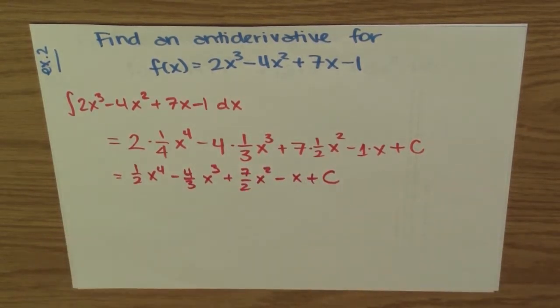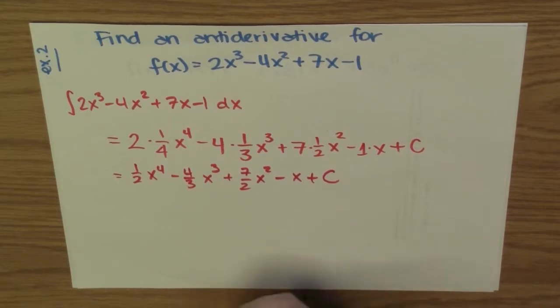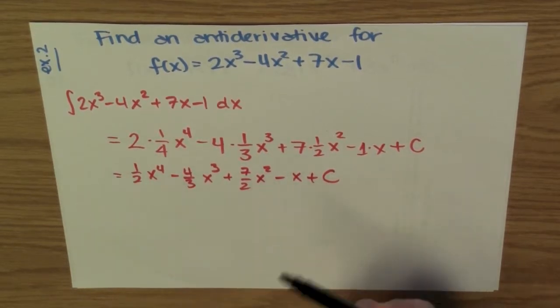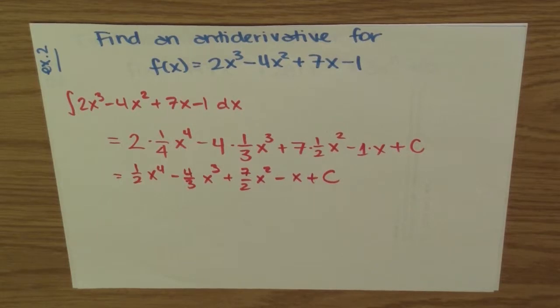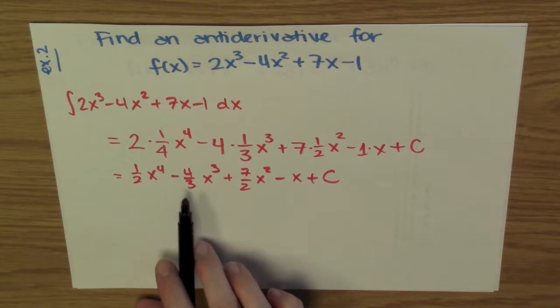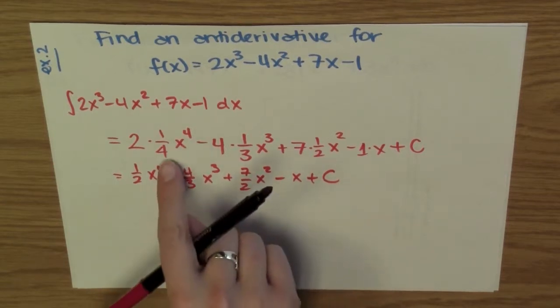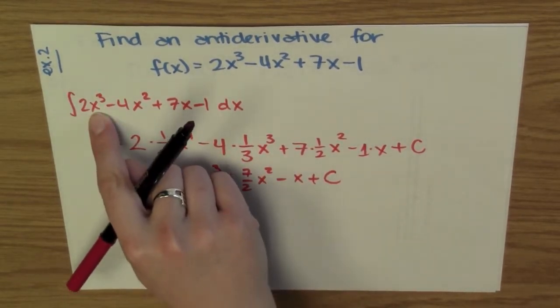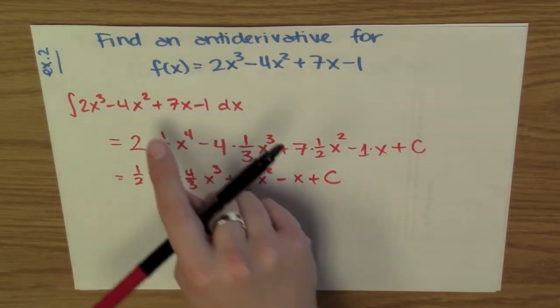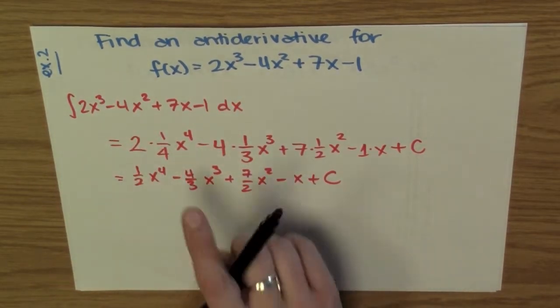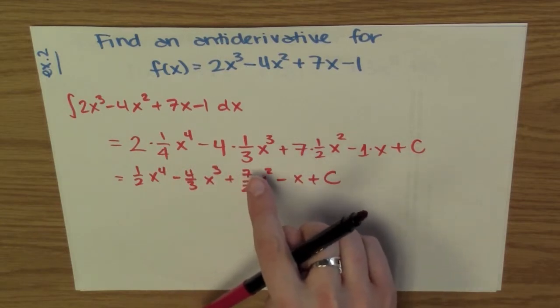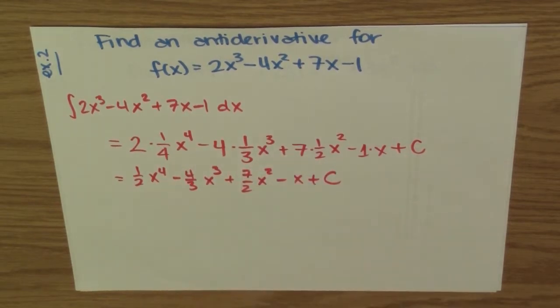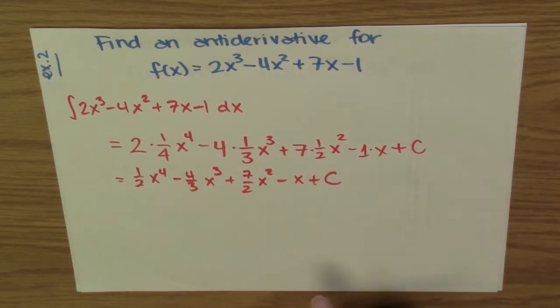As usual, I think about anti-differentiation as kicking the power up 1, where differentiation kicks the power down 1, except in this case I always have to divide by whatever the power is going to be. So I have 1/4 x to the 4th power coming from x cubed, so the exponent goes up by 1 and I divide by the new exponent. Same here, exponent goes up by 1 to 3 and I divide by 3. Exponent goes up to 2, I divide by 2. Exponent goes up to 1 and I divide by 1. Okay, that's not a big deal. And then I have my constant.